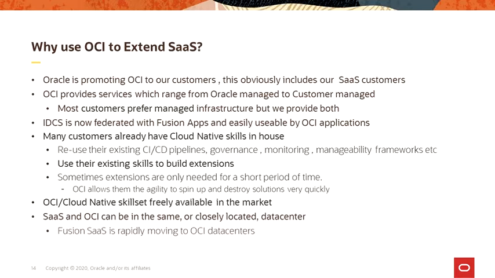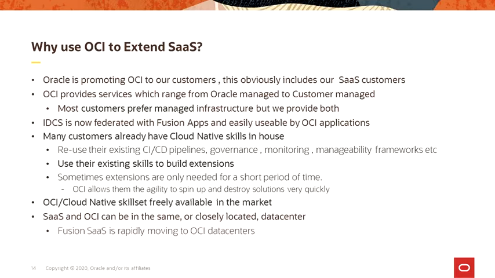So the top three are the reasons why OCI makes sense for a lot of customers. And another reason, so the cloud native stuff, since the presentation originally was extending SaaS with cloud native, is that a lot of customers already have cloud native skills in-house. A lot of customers already have a big deployment of cloud native skills, be it Kubernetes, Helm charts, Prometheus, Grafana, whatever it may be. So a lot of these customers may want to use cloud native technologies instead of, say, PaaS technologies or products like OIC, VB, etc. So there are some scenarios where we want to use OIC for this as well.